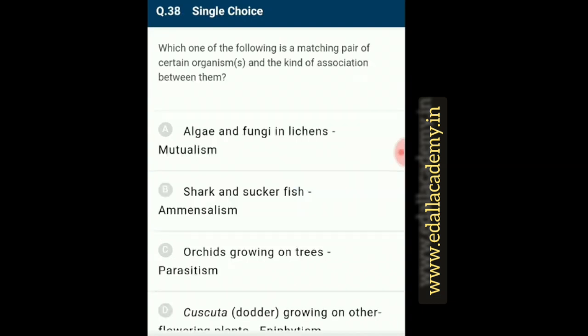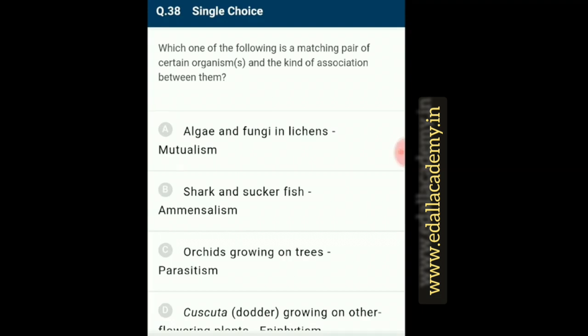Question number 38. Which one of the following is matching for certain organisms and the kind of association between them? In a lichen, algae and fungi show mutualism. Fungi provide fixation, water, minerals and shelter to algae. The algae manufacture food material and provide it to fungi.